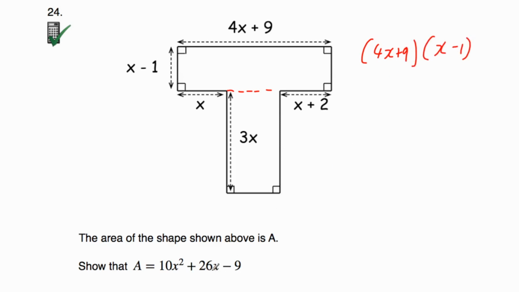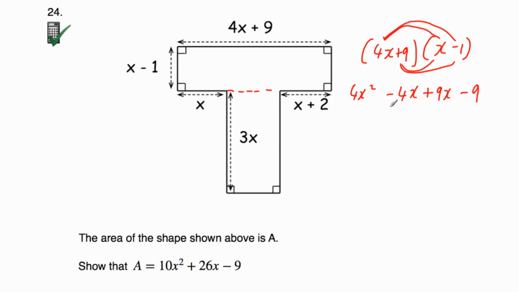Now normally I would do my working out below. It's just so that I can see the diagram whenever I'm doing this solution for you. That's why I'm writing it up here. So 4x times x would be 4x squared. 4x times minus 1 would be minus 4x. 9 times x would be plus 9x. And 9 times minus 1 would be minus 9.